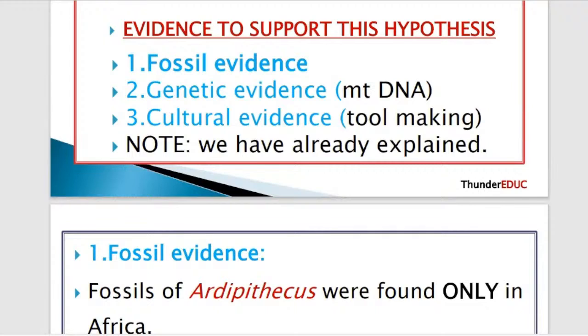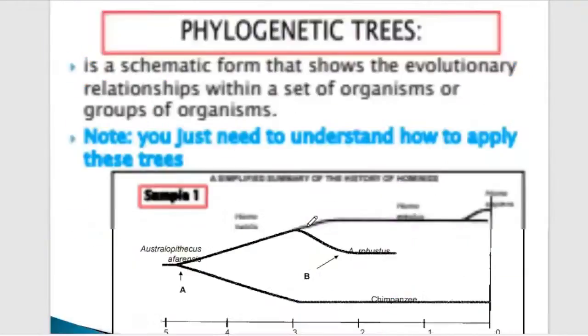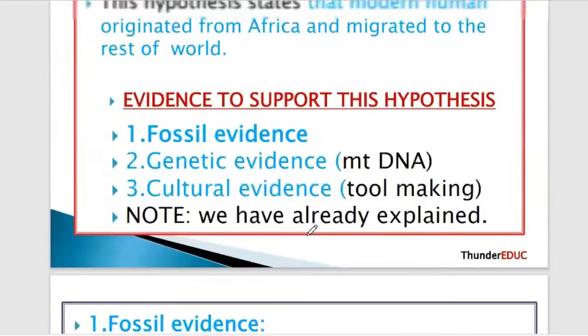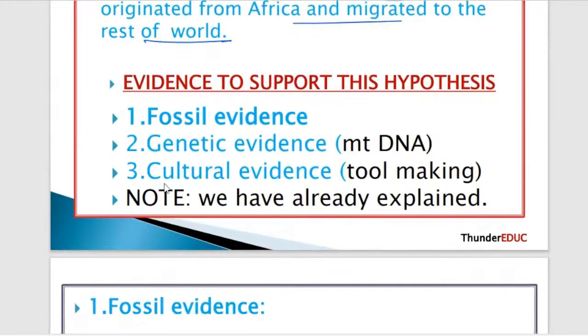Let's go to the next question so that we wind up. Guys, you need to know this. If they ask you to explain the out of Africa hypothesis, you need to know that modern humans originated from Africa and migrated to the rest of the world. That is the first point. You need to know that. But now, when they talk about evidence to support that, it is fossil evidence, genetic evidence, and cultural evidence.